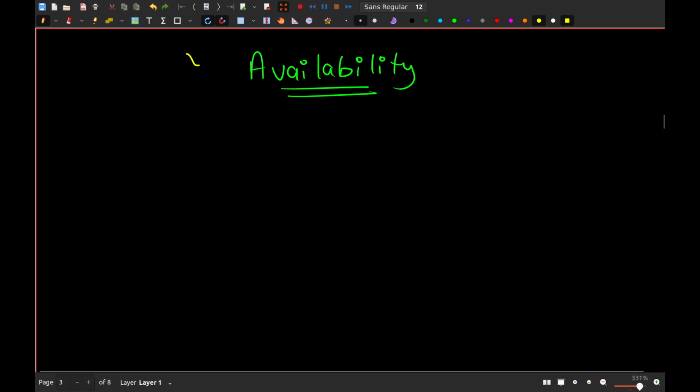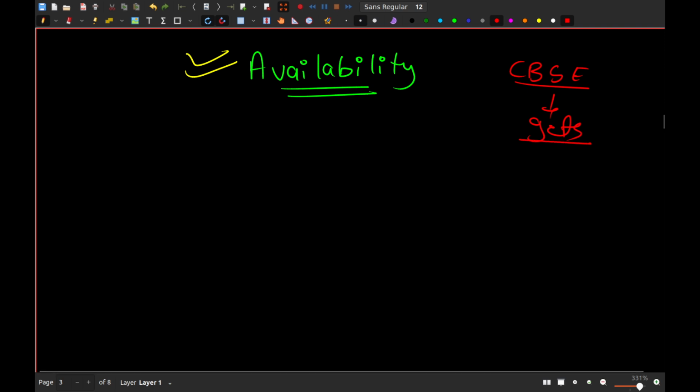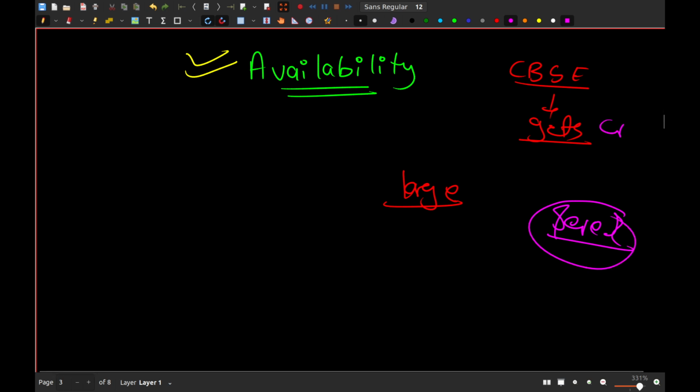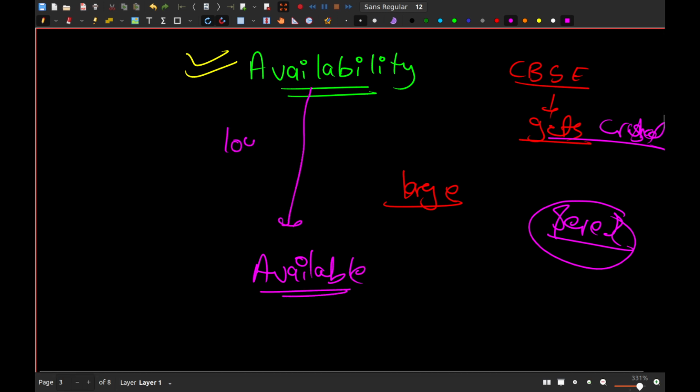The next term is availability. Now whenever a result is declared on the CBSE website, the site crashes within a very short period of time, because a large number of students are trying to access the data from the server. So the website is not available and gets crashed. So we say that the website is not available. It means the availability of the website is very low, because the website is not available the whole time for the client.